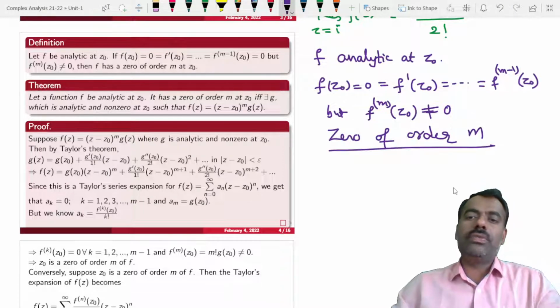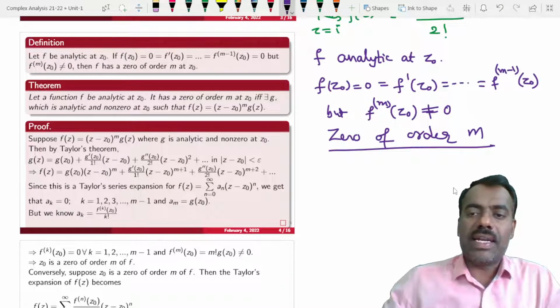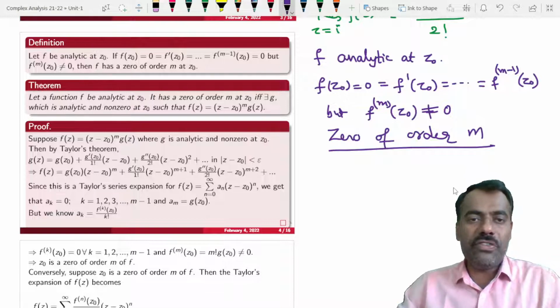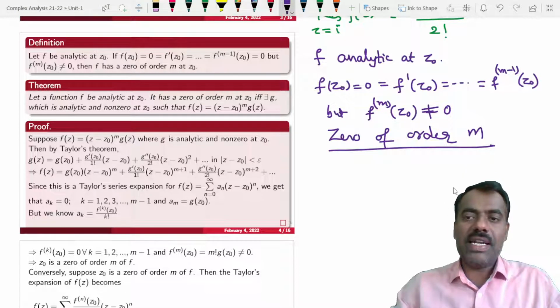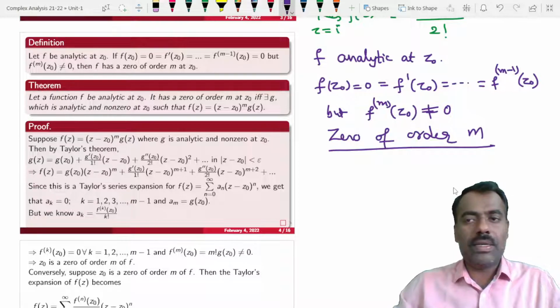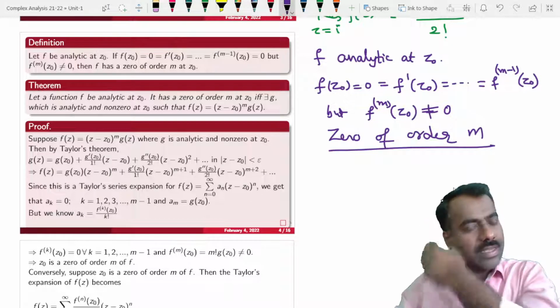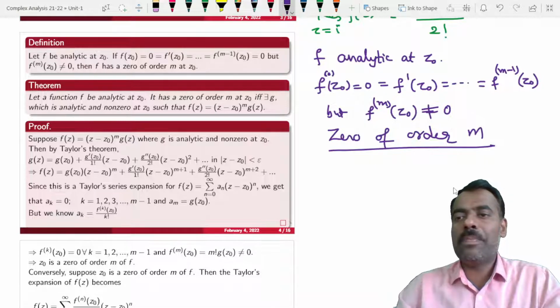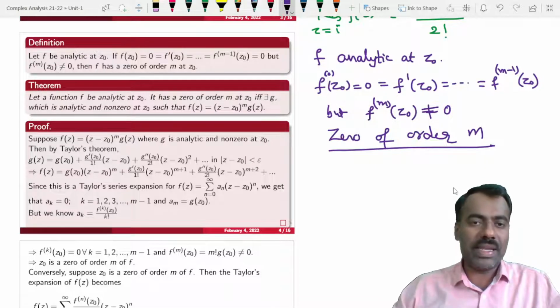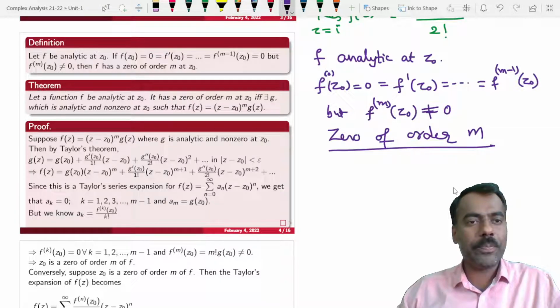So we say that z naught is a 0 of order m if f of z naught, then up to f (m minus 1) of z naught, all are equal to 0, but f m of z naught is non-zero. Because we are starting from the 0th derivative, 0 up to m minus 1, so a total of m are there. That's why it is of order m.